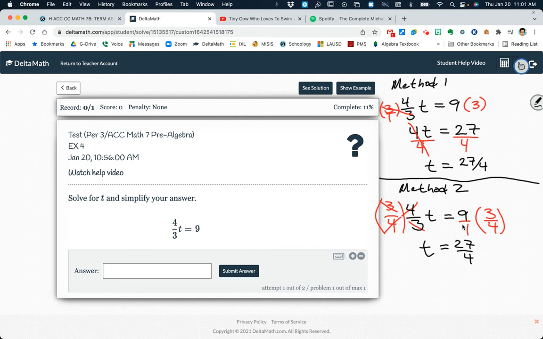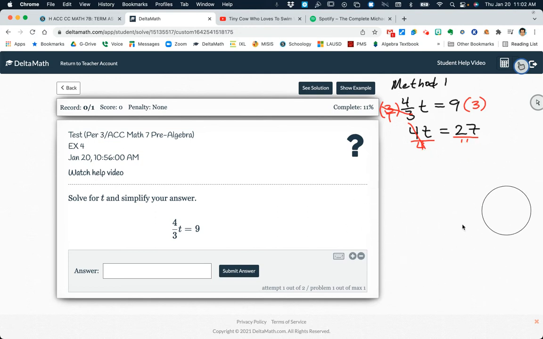So we have two options. Method 1: first multiply through by the denominator, then divide by the coefficient. Or method 2: multiply both sides by the reciprocal. Which one do you prefer? 1 or 2? Show me with your fingers. Here's a vote. Okay, I'm mostly seeing 2s. So we'll go with 2, but just recognize that you have this other option.